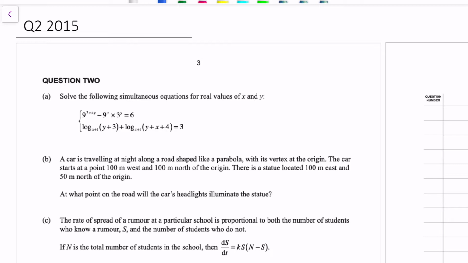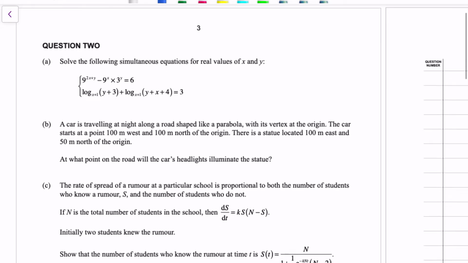And then question 2c, we've got this differential equation about the rate of spread of a rumour, and we need to show that the number of students who know the rumour is equal to that beast of a function. And we're going to also look at that in two different ways, one using partial fractions and the other by differentiation.